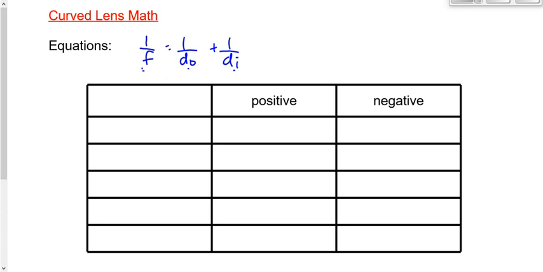Now the other equation: m is equal to hi over ho equals negative di over do. M stands for the magnification of the image. How many people have taken biology? Everybody's taken Science 10. You've used microscopes in Science 10 at least, even if you haven't taken biology. You draw those pictures. Actually, I think now they just have you take photos of them with your phone, don't they? Instead of drawing the picture.